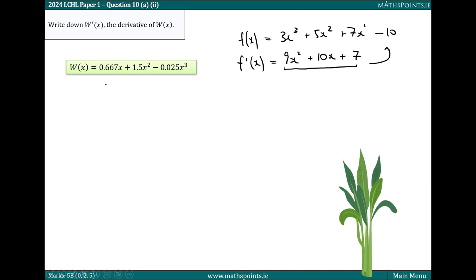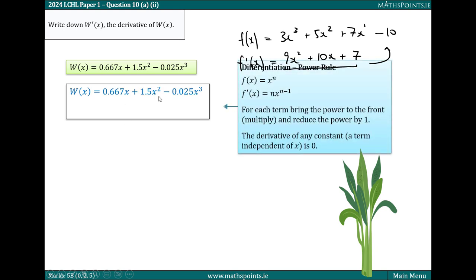Well, what about the function we have? If it has an x in it, we just drop the x, so that's going to be 0.667. Sorry, let's put in W prime x. Here, the power 2 is going to come and multiply by the 1.5, so that's 3x. And then minus 3 is going to multiply by 0.025 to give me 0.075x squared. And again, this first function represents the height of the plant. If I want to know the height of the plant, I sub it into this.